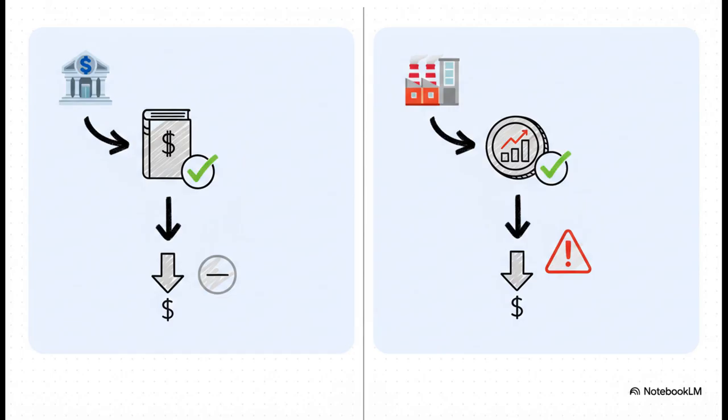Here's a fantastic example of what sector-aware means in the real world. If you're looking at a bank, the tool knows to focus on metrics like the price-to-book ratio and net interest margin. But if you switch to a manufacturing company, it'll prioritize price to earnings and throw up a red flag for something like negative cash flow. With 18 different sector profiles, it's always applying the right rules to the right company.